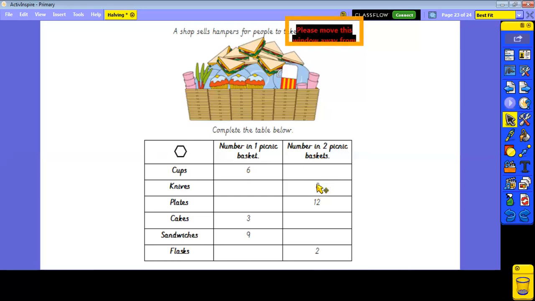So here we've got 8 knives. In 2 picnic baskets, there are 8 knives. So in one picnic basket, I would need to halve the amount to find the number in one picnic basket. So that's what you need to do for the hexagon sheet.